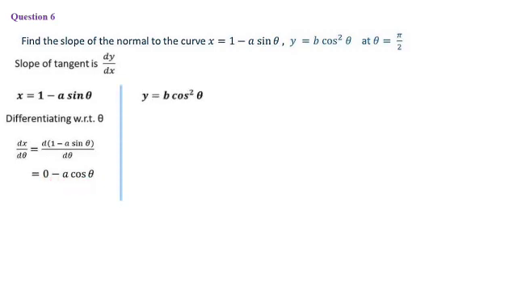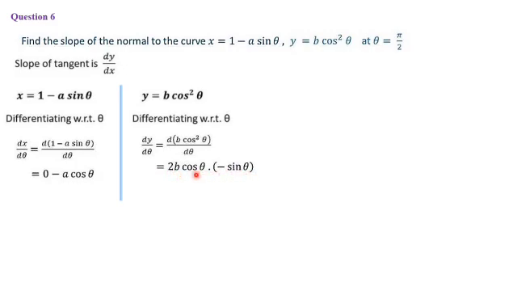Then y is equal to b cos square theta. Here differentiate with respect to theta. b is a constant, keep it outside. Then the derivative of cos square theta is 2 cos theta, then again the derivative of cos theta, which is minus sin theta. That is 2b cos theta into minus sin theta.